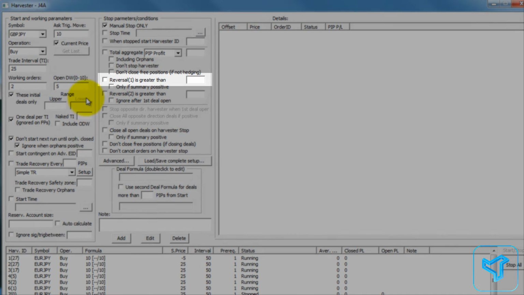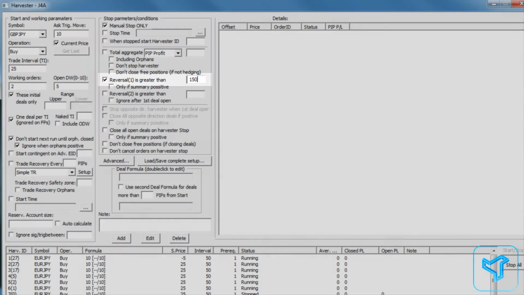We can specify a reversal of, let's say, 150 pips, and what we're telling the platform here is that if the market goes 150 pips in the opposite direction of any trade we have open, to stop the harvester.